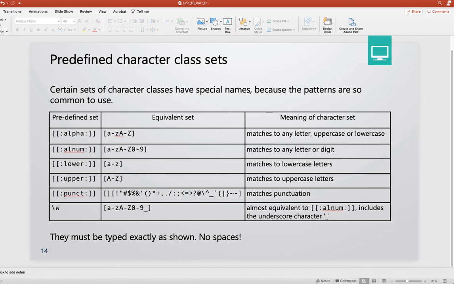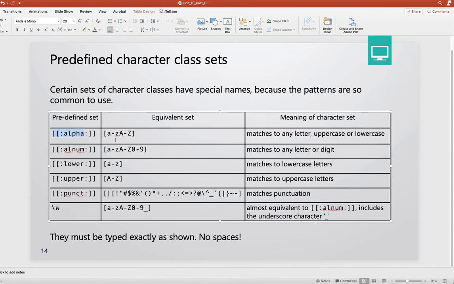Certain sets of character classes have special names because the patterns are so common to use. For example, the first one, the predefined set, is like this. However, actually it is equivalent to the small a to z and capital A to Z, which will match any letter, uppercase or lowercase. Okay? And there's no space between the first group and the second group.